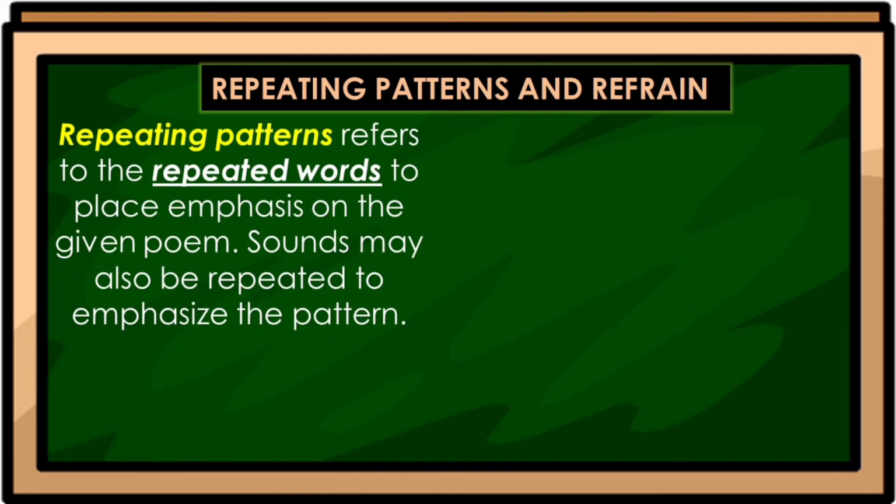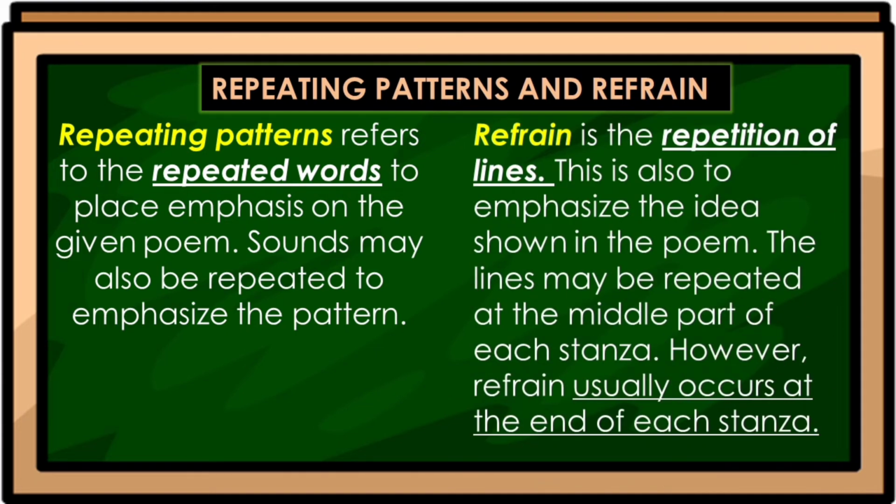Okay, so repeating patterns and refrain. What is repeating patterns? It refers to the repeated words to place emphasis on the given poem. Sounds may also be repeated to emphasize the pattern. And refrain is the repetition of lines. This is also to emphasize the idea shown in the poem. The lines may be repeated at the middle part of each stanza. However, refrain usually occurs at the end of each stanza.